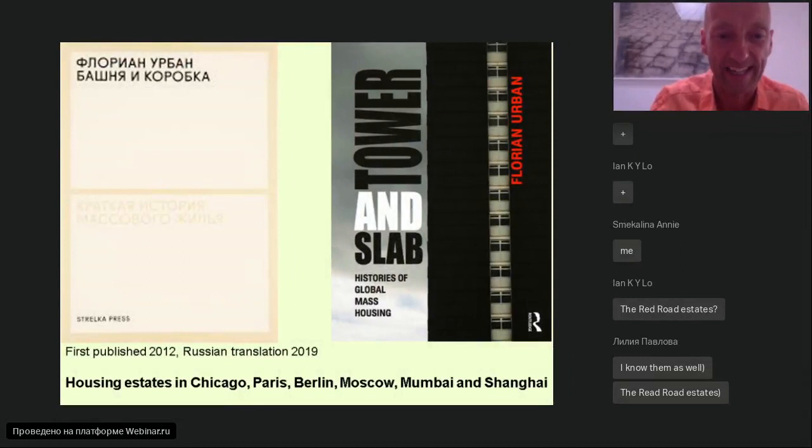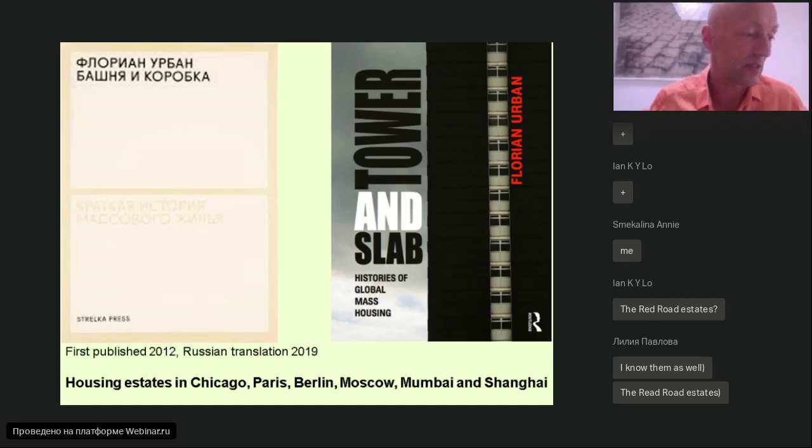Good. So I did a research project more than 10 years ago, which actually led to this book, Tower and Slab, which has recently been translated into Russian under the title Vazhnya I Korobka. I'm very happy that it has been translated into Russian, because in Moscow, mass housing is a highly political question. I am going to talk about that a little bit later.